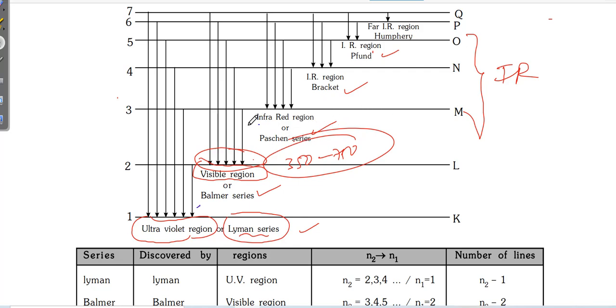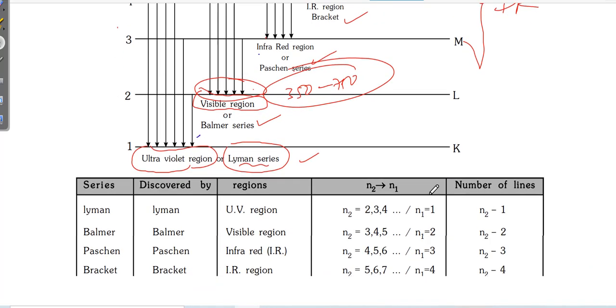The main explanation is that the electron is coming from different energy levels to the third level, fourth level, fifth level. These are all IR region. The Humphrey one is not important. It's okay if you know the name, that's enough.